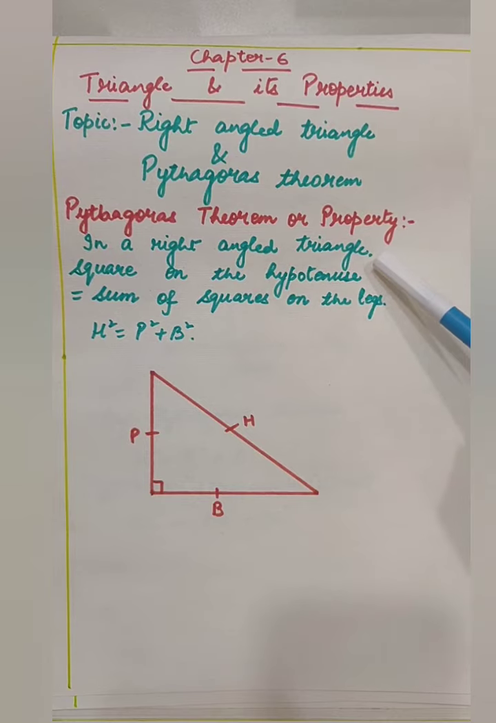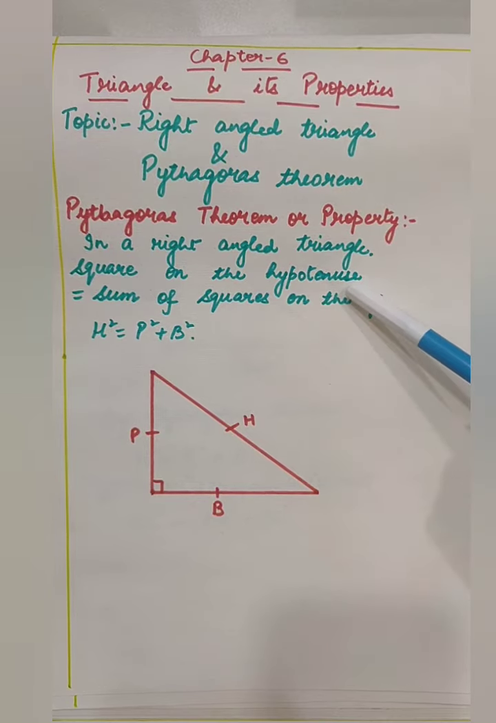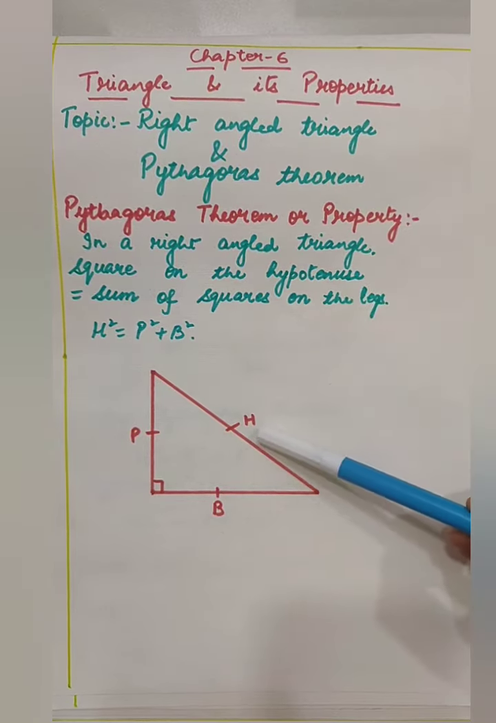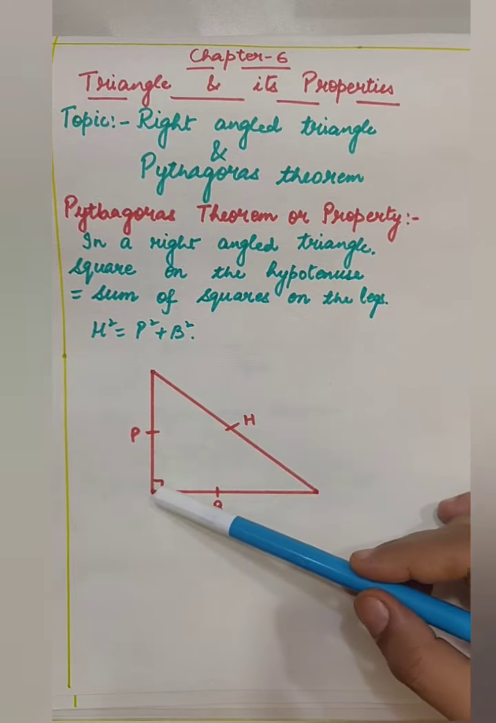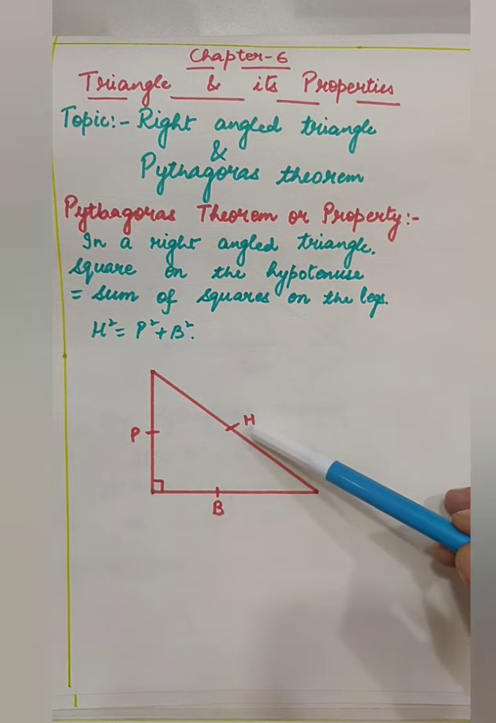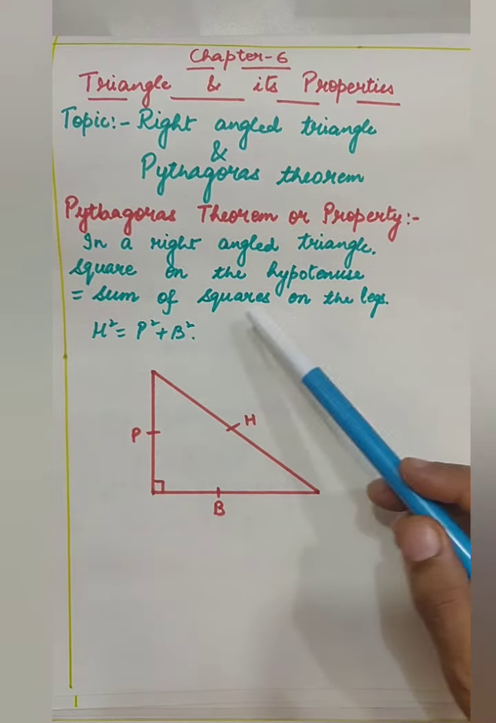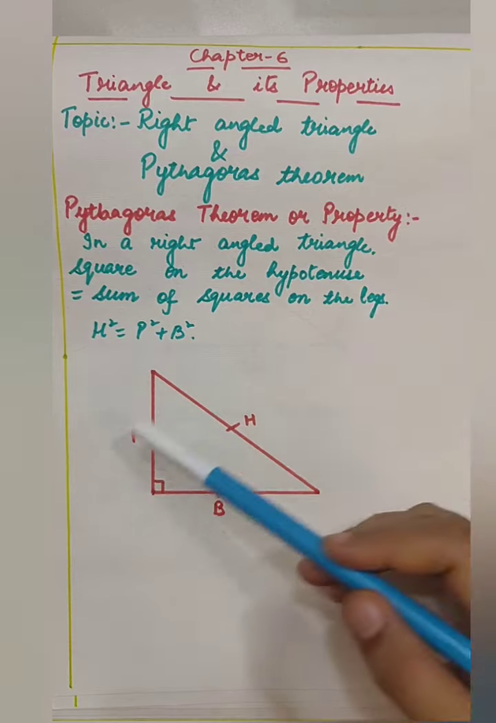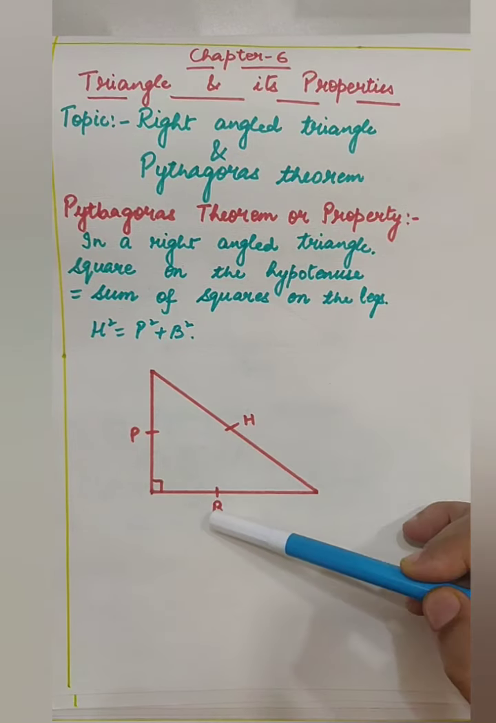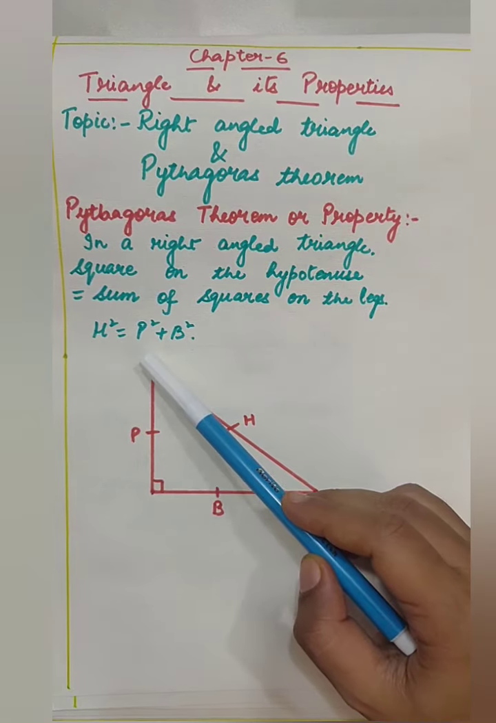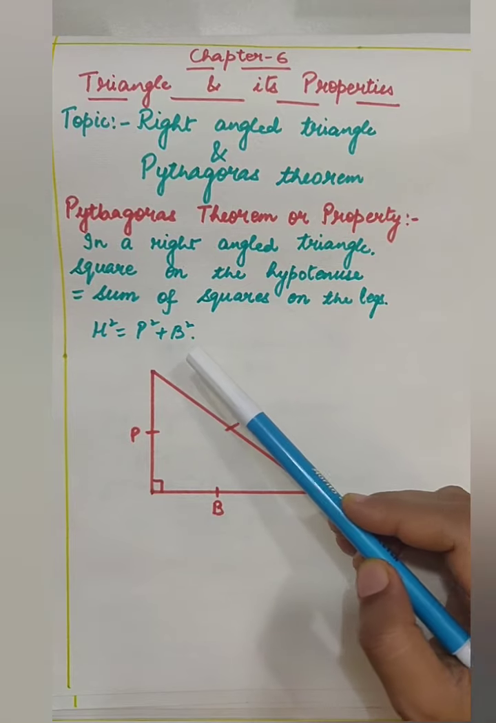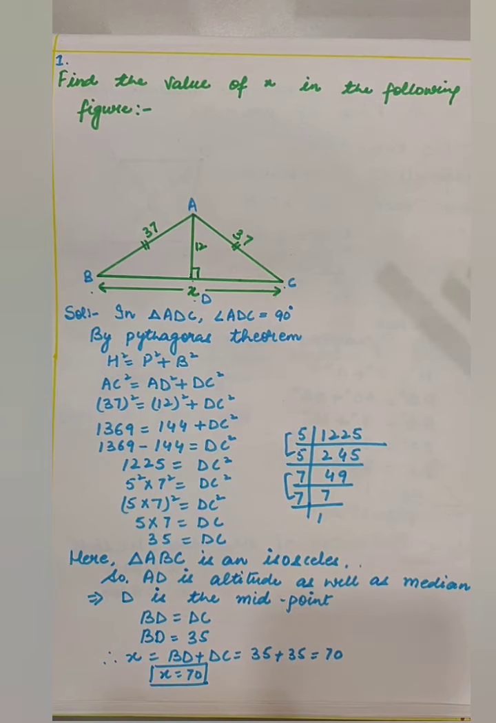In a right angle triangle, the square on the hypotenuse, so this is the hypotenuse in a right angle triangle because this is the side opposite to the 90-degree angle, is equal to the sum of squares on the legs. These two sides are known as the legs of a right angle triangle. So that means hypotenuse square is equal to perpendicular square plus base square. Let's solve the questions based on the Pythagoras property.